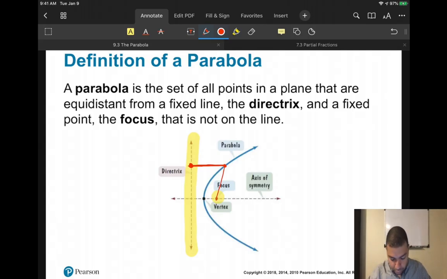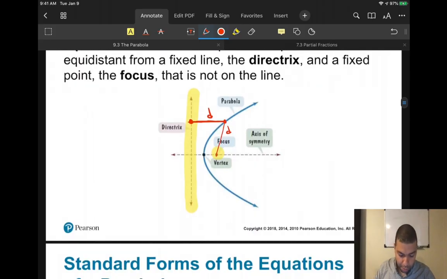The closest distance from your point to the line. So this distance has to be the same as this distance. So all points that satisfy this property are points in the parabola. That's how you define it, okay? It's important that you remember this property, because in some applied problems, that's what they're going to tell you. They're not going to tell you that the trajectory or the shape is a parabola, they're going to tell you this property. They're going to say, consider all points that are equidistant from a fixed line and a fixed point. And you have to identify that that's a parabola.